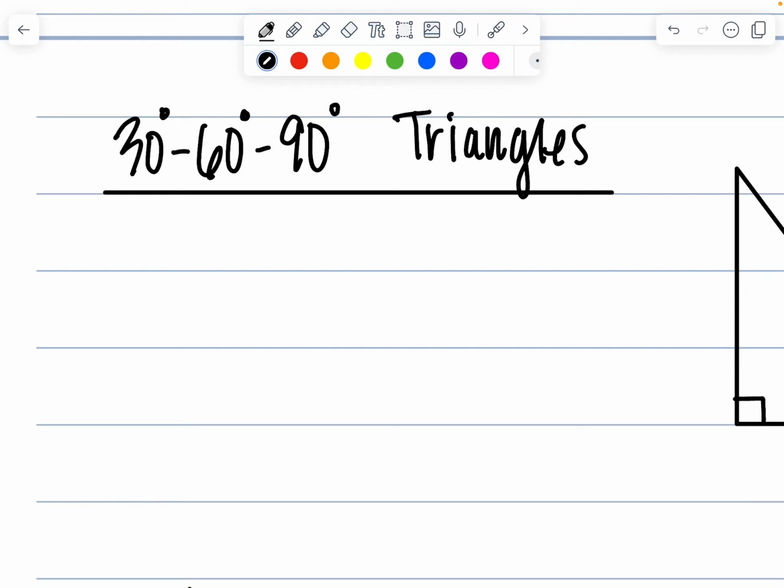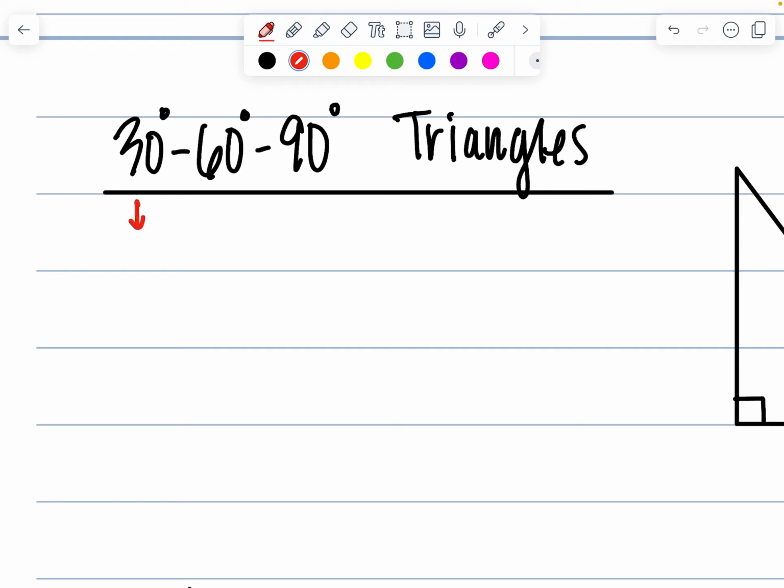30, 60, 90 is our other special right triangle, and it also has its own ratio of side lengths. This one's a little harder, but it is still very manageable. You could solve for all of the missing sides as long as you have one of the sides. So the pattern is this.